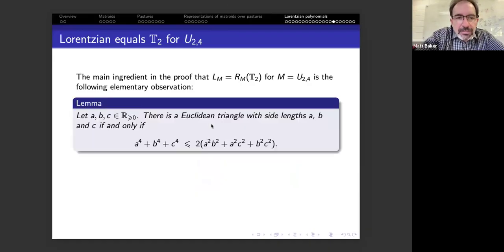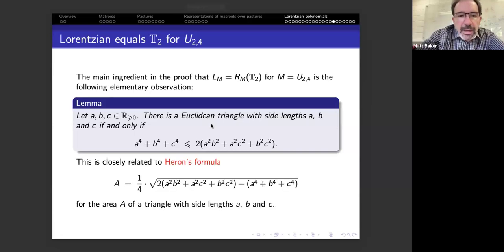Namely, once you see this connection, you are motivated to write down the following calculation: there's a Euclidean triangle with side lengths a, b, and c if and only if this quartic inequality is satisfied. So this is a fun thing to try to prove if you want. But as a hint, there's actually a geometric meaning to this. If you look at Heron's formula for the area of a triangle, the thing inside the square root, if you expand it out, is exactly this quantity that's supposed to be non-negative.